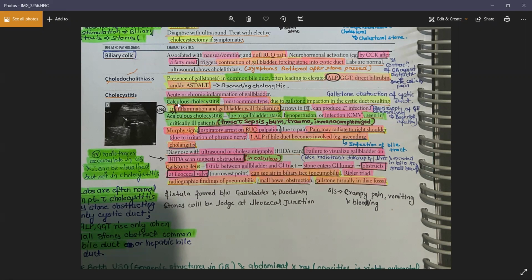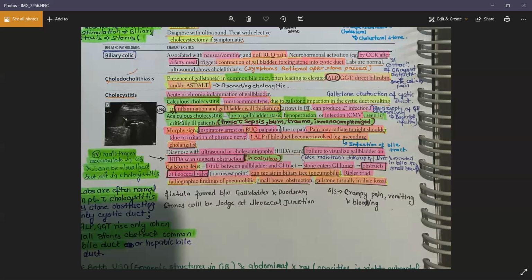First, let's discuss the calculus cause of cholecystitis, and then we discuss the acalculous cause of cholecystitis. The calculus one is the most common type. It happens whenever stone is present in the cystic duct. Okay, and as a result, the inflammation of the gallbladder is happening, right? And how will you see that? It will be visible as the gallbladder thickening. Okay, and secondary infection can also occur, right? So this is about the calculus cholecystitis.